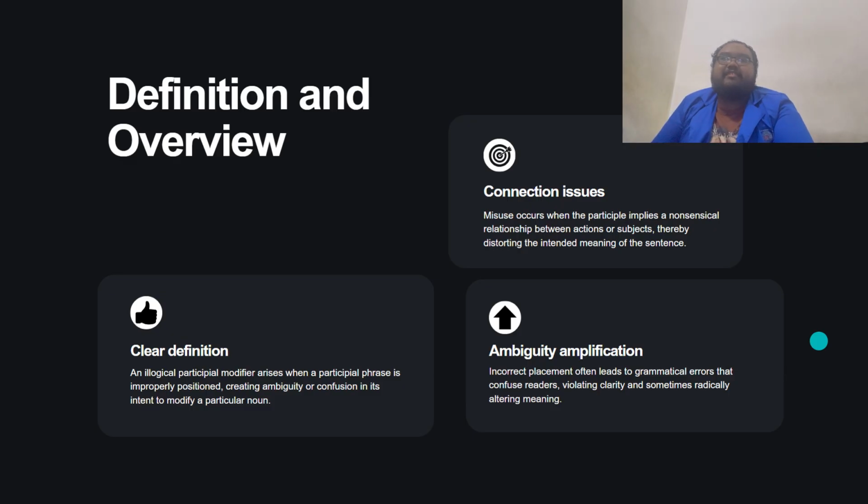Connection issues. Misuse occurs when the participle implies a nonsensical relationship between actions or subjects, thereby distorting the intended meaning of the sentence. Ambiguity amplification: incorrect placement often leads to grammatical errors that confuse readers, violating clarity and sometimes radically altering meaning.